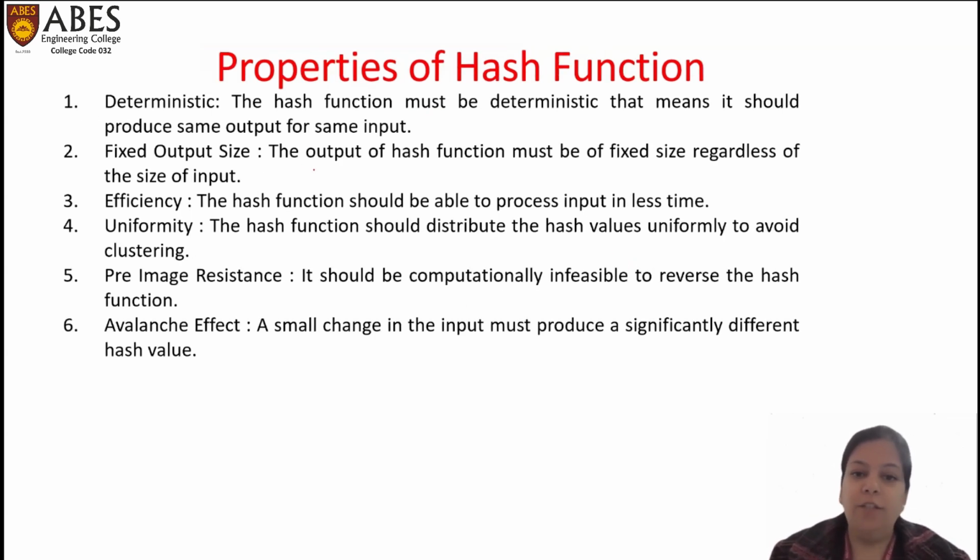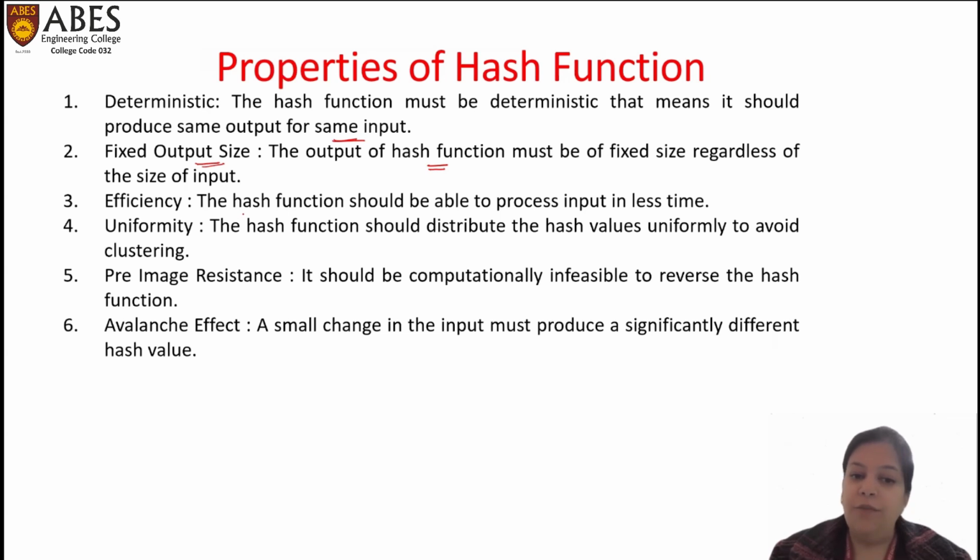The properties of hash function include being deterministic. Hash function must be deterministic. That means it should produce the same output for the same input. Then it should produce fixed size output. That means the size of the output of hash function must not change depending upon the size of input. It should be fixed, and for different sizes of inputs, it should produce a fixed size of output.